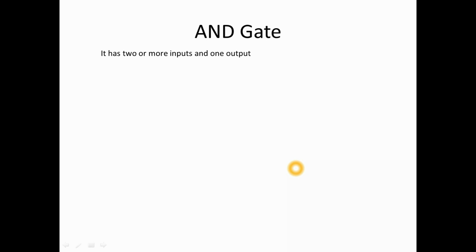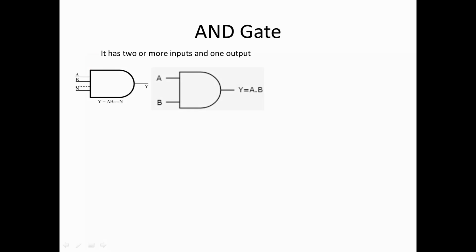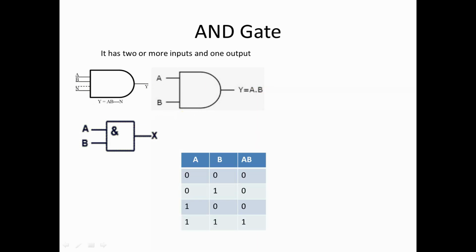Next, AND gate. Let us see what the AND gate is. An AND gate consists of 2 or more inputs and 1 output. It can have n number of inputs, those are 2 inputs or 3 inputs or like that. It can have 2 or more inputs and 1 output, and the logical expression is A into B. You can use this IEC symbol also, that is the AND inside the square box, and these lines indicate the inputs and this is the output.